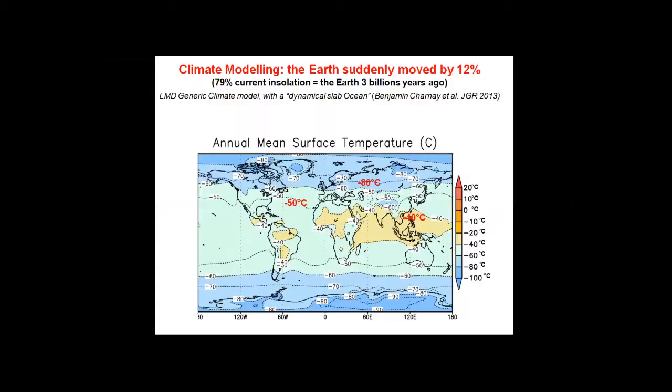Of course, in reality, we know it's not always the case. For instance, this insolation, because the sun's luminosity, as you know, is increasing with time, corresponds to the Earth 3 billion years ago. And we know that the Earth 3 billion years ago was habitable. It was covered with liquid ocean, actually warm oceans.